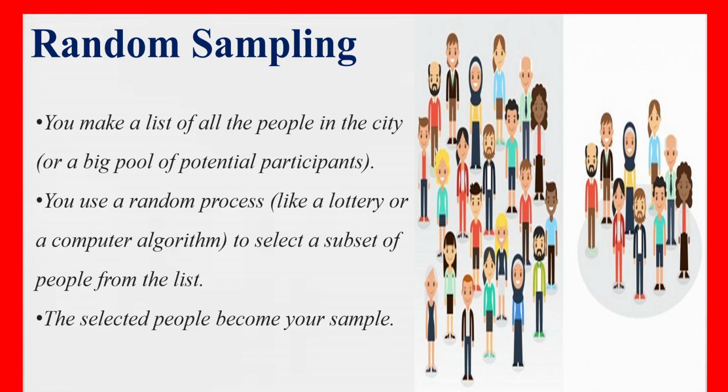So imagine you want to survey 100 people in a city of 1 million. You create a list of all 1 million people and use a random number generator to select 100 names. These 100 people are your random sample. Now why is random sampling good? Because it helps ensure that your sample is representative of the whole city, and you can be confident that your results will be close to the true population values.